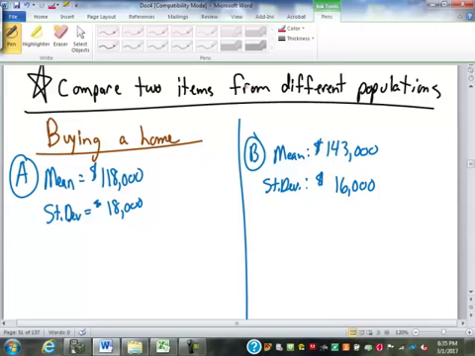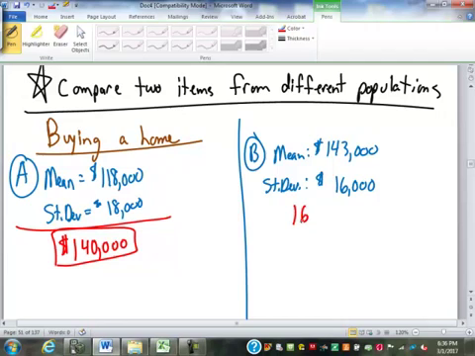And let's say you have narrowed your search down to 2 homes. You found a home in area A that is priced $140,000. You found a home in area B that is priced at $163,000. Which one is a better deal?